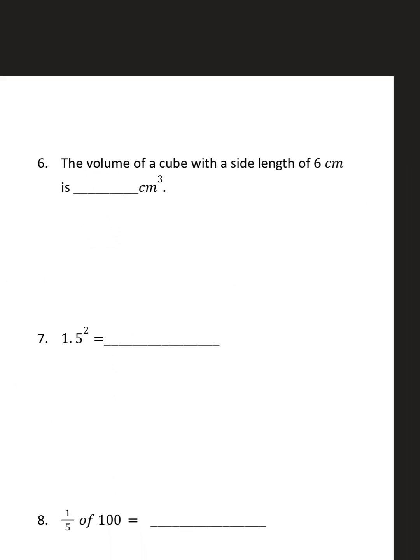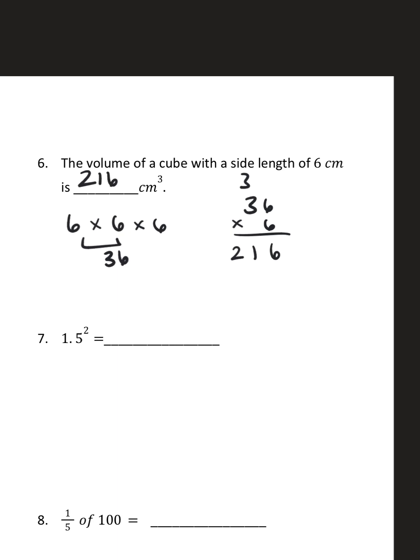In question 6, the volume of a cube with a side length of 6. So we know volume is length times width times height. So 6 times 6 times 6. 6 times 6 is 36. And 36 times 6. 3 6s are 18. For a total answer of 216.